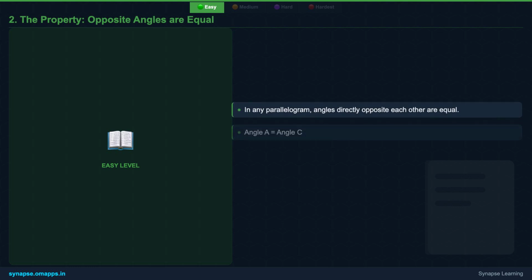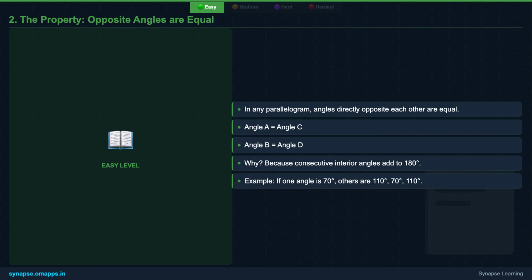Now for our main discovery: in any parallelogram, the angles directly opposite each other are always equal. So, angle A will be exactly the same as angle C, and angle B will be the same as angle D. Why is this true?